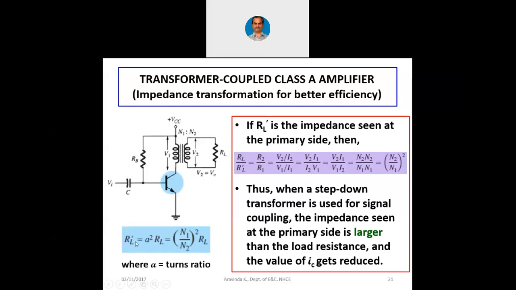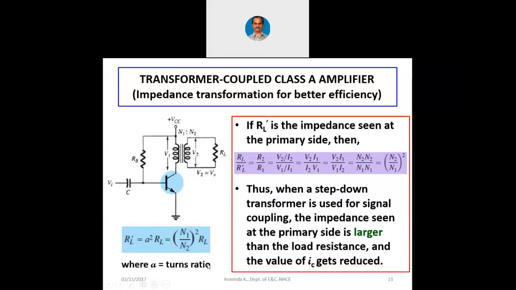So now RL dash is equal to alpha square into RL, because it is now squared. If we indicate this ratio now, we can say RL dash is equal to alpha squared into RL, where alpha squared is nothing but N1 by N2 whole squared. Here RL dash was in the denominator. We are trying to bring it to the numerator now, using a ratio called alpha. Now alpha is the turns ratio, N1 by N2.